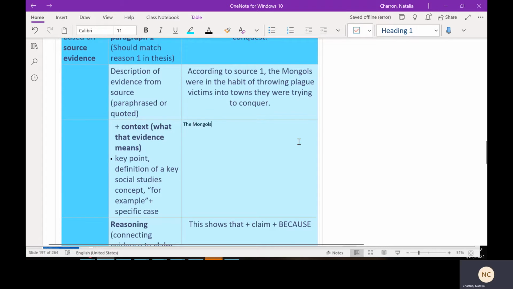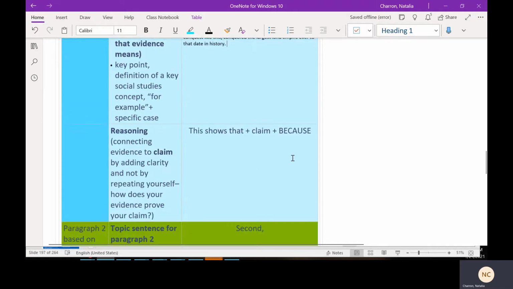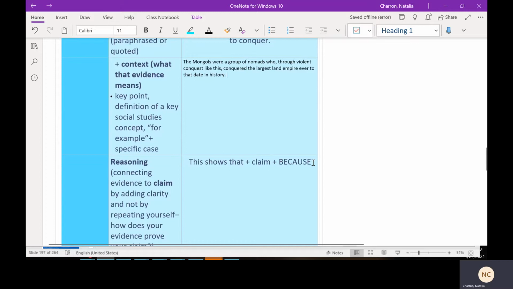The Mongols, what were they? Well, they were a group of nomads who, through violent conquest like this, conquered the largest land empire ever to that date in history. Okay, I told my audience something about who the Mongols were. That gets me another point. Now I need to connect all of this evidence to my claim. How does that make them barbaric?